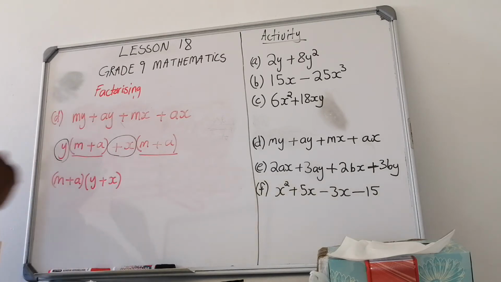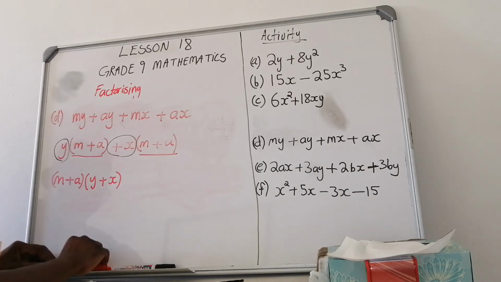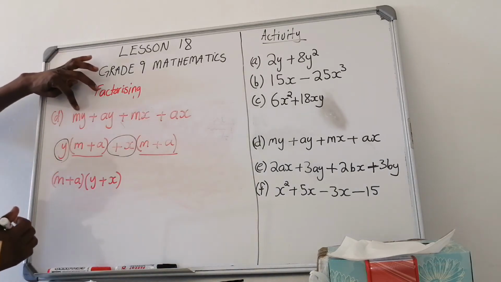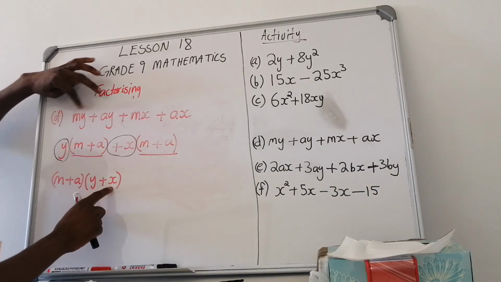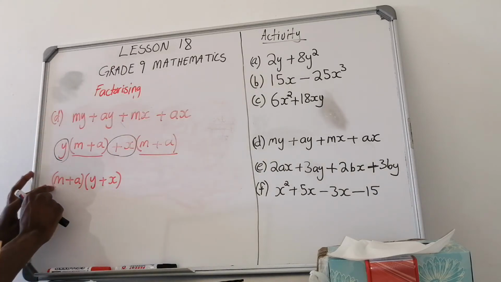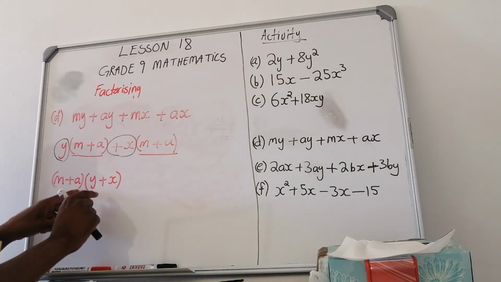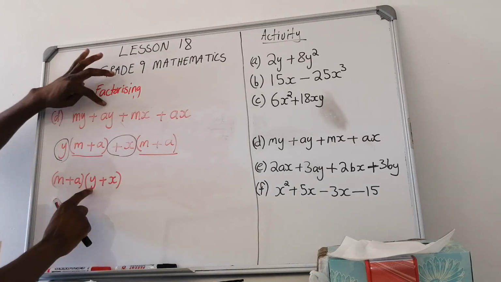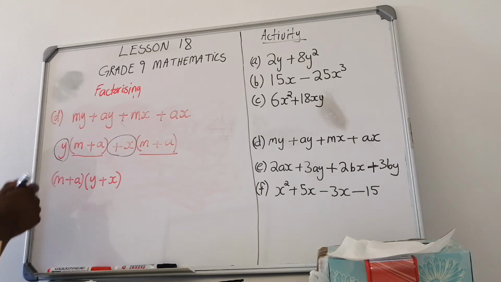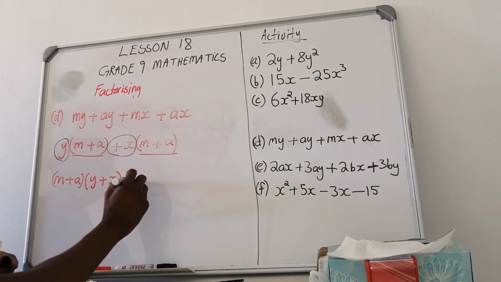and we are done. How do I know that I'm right? By removing the brackets. You should know how to remove the brackets now. M times y is my. M times x is mx, which is here. And then once we multiply this with everything here, we move to the next one. A times y is ay. A times x is ax. So we have done everything right.